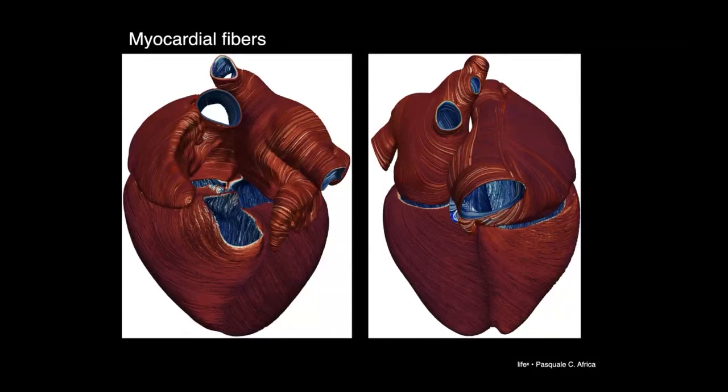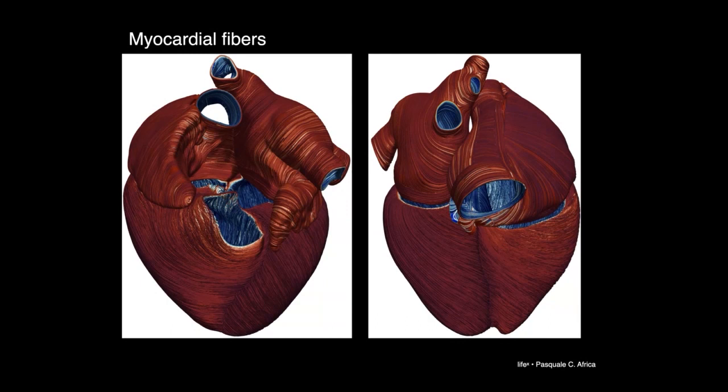And how do you get them? Well, you get them by algorithms. You start from partial images and you use mathematical models to reproduce them. Of course, I have no time, and of course, this is not the focus of the lecture, but what you see here are the fibers of a real heart that have been reconstructed by mathematical models.